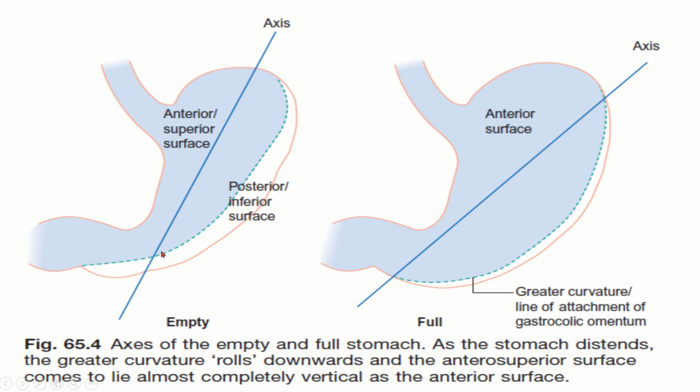So this is the axis of the stomach when the stomach is empty, and here this is the axis when the stomach is full. You can see here almost the axis is going from the summit of the fundus to the pyloric antrum. So here the axis is going from the left of the fundus to the right of the pyloric antrum.